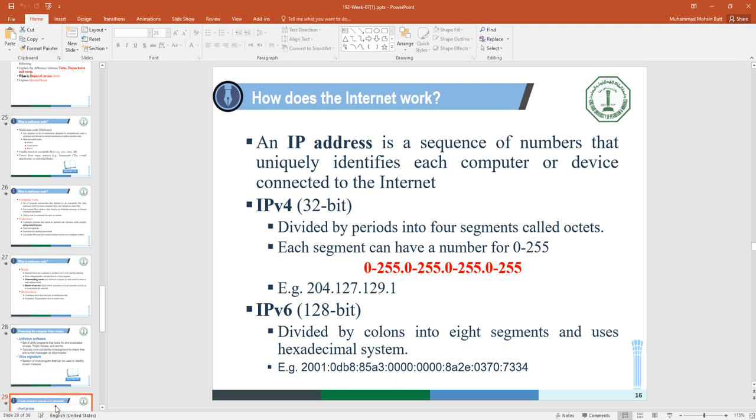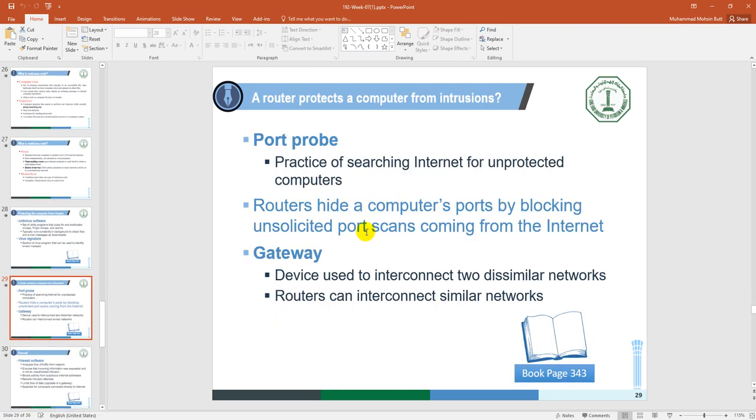What is port probing? Port probing is basically the practice of searching for computers in which the ports are not fully protected. They will start sending simple messages on different ports of a certain destination, and they will check if a certain port is open and unprotected, and they can get access to a computer system using that. So it's one of the ways. So make sure your antivirus and firewall software are able to block such types of requests.